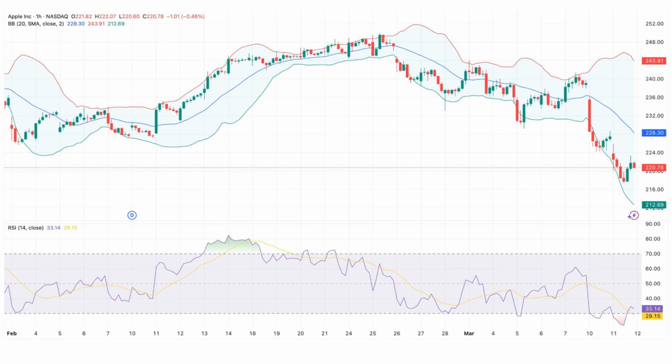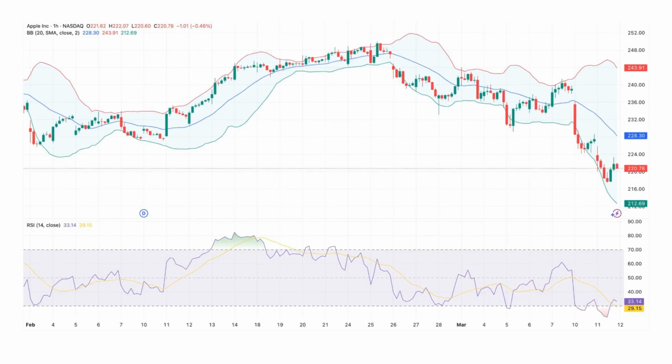Here's a challenge for you. Pick a stock or cryptocurrency that you're interested in. Add Bollinger Bands to your chart and observe the price action. Share your insights in the comments.